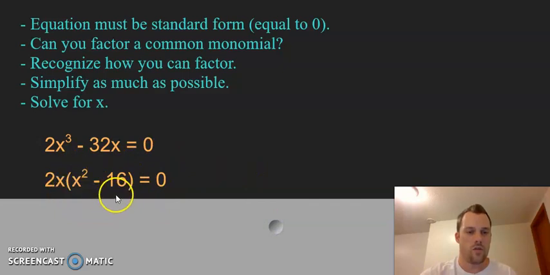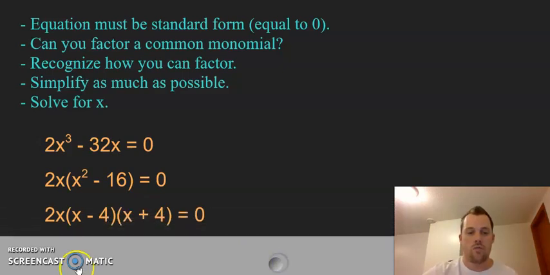Now this looks familiar. It's not a trinomial, but we've got a perfect square here as our c value. It's negative, and it has no b value. So that reminds me that it's a difference of two squares. 4 times negative 4 is negative 16, and 4 plus negative 4 is 0. So we now have three factors: 2x, (x minus 4), and (x plus 4).